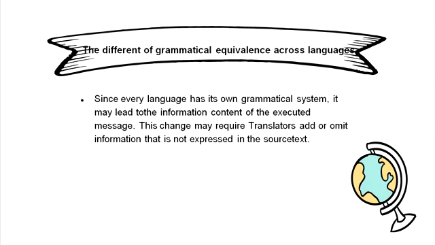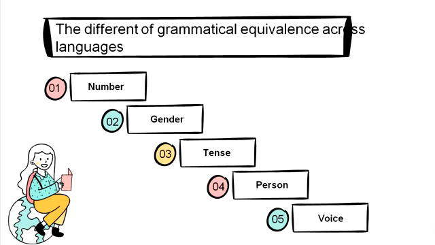Baker mentioned five types of grammar that may cause translators difficulty due to the lack of grammatical structure in the target language. Those are number, the second is gender, the third is person, the fourth is tense, and the fifth is voice.